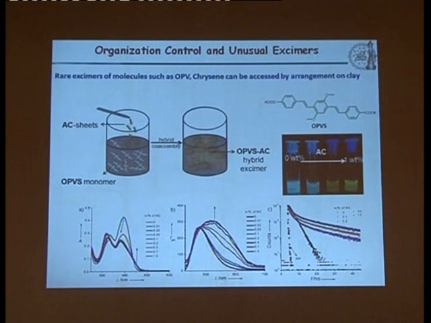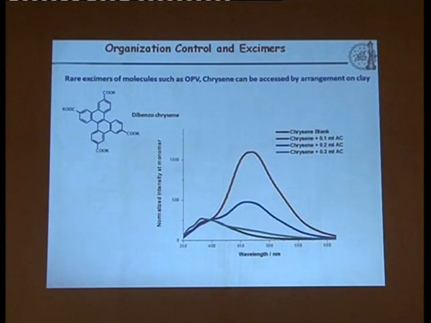For example, excimer is an excited state dimer. There are certain molecules whose excimers are not known, like OPV, Kreising. These are the derivatives. Excimers are not reported. But as soon as they go into these interlaid clay galleries, they arrange in such a way that they form excimer emission. So this again can be controlled by just changing the ratio of the dye molecules to the inorganic materials. So this is working fine.